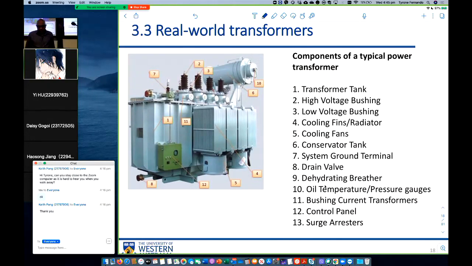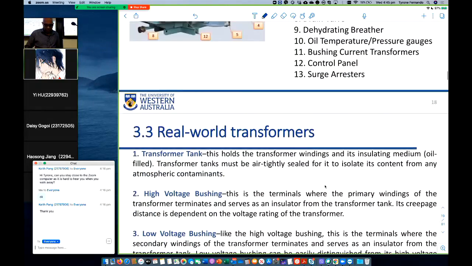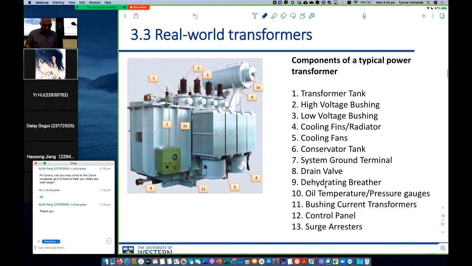And here we looked at the real world transformer. So it's a picture of a real world transformer here. There are a few components to it. We've numbered and labeled it and also given some brief descriptions here. You can read that, right? Just briefly, it has a transformer tank, which is number 1, where you will find the primary coil and the secondary coil enclosed in this tank.